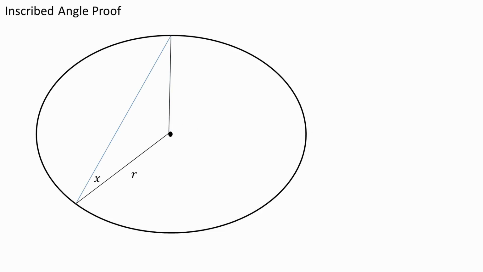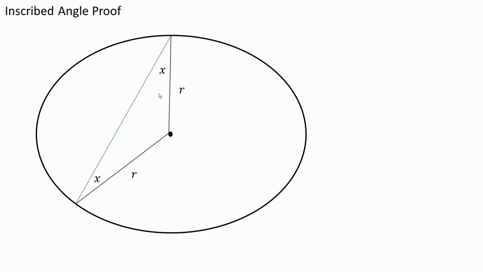Now I will prove that the inscribed angle is 1/2 of the central angle. So right here is the center of the circle. From the center to this point is the radius, right? Likewise, from here to here is also the radius. And I will call this angle X. Now, you have to remember, from here to here is the radius. Likewise, from here to here is also the radius. And so this also needs to be X.